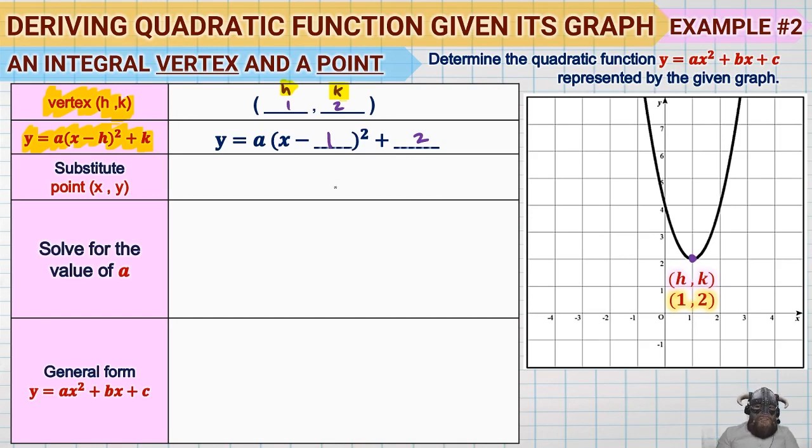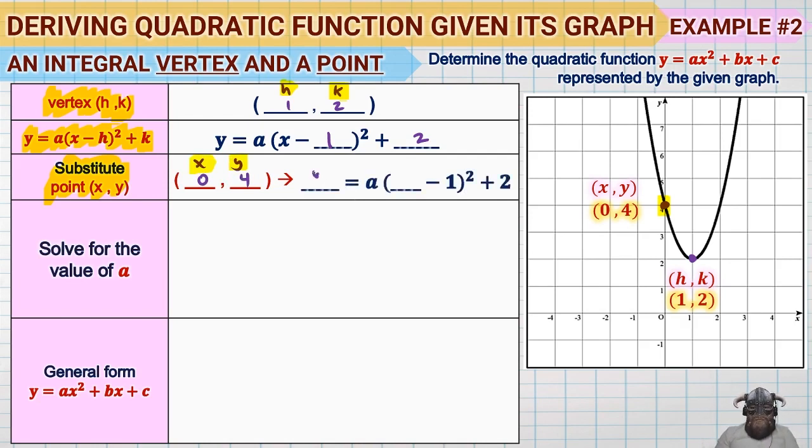Next is for us to identify any point on the parabola that can be used for us to solve for the value of a. So in this case, I think ito pipiliin ko. Yan, yung point na yan. So that point xy will be 0, 4. So, dito na tayo. Then, lagay lang natin dito. Ang kinuha kong point will be 0, 4. So, 0 and 4. Then next, all we need to do is to try to write once again the standard form, but in this case, we'll try to write that values of x and y.